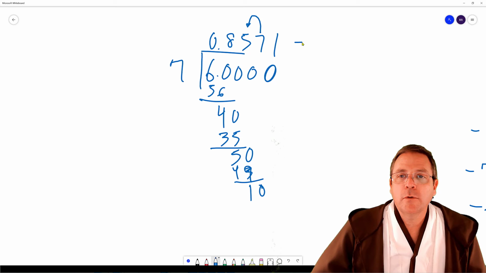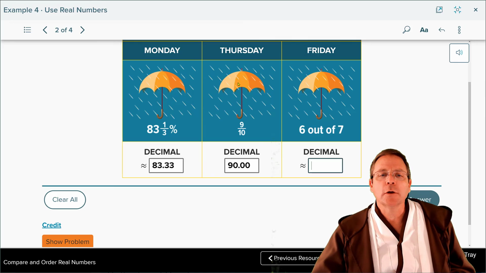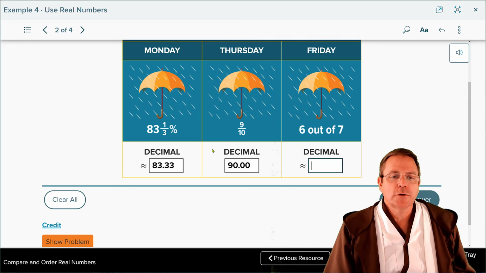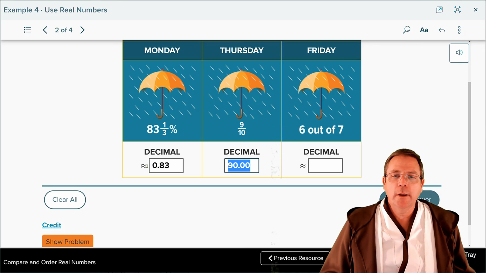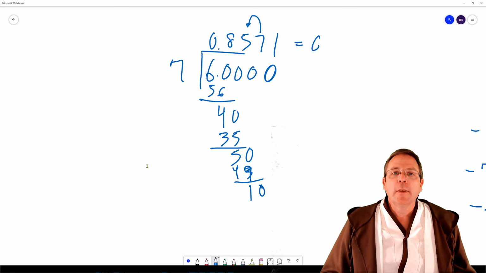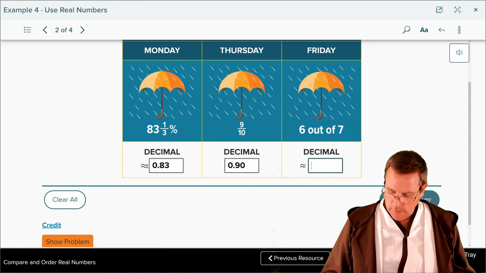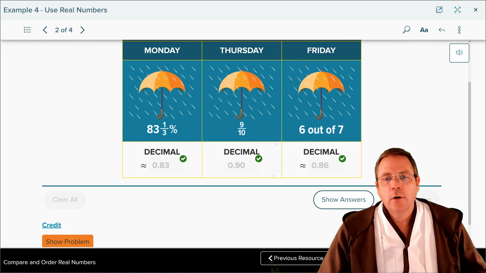Rounding that means to the nearest hundredth is going to be, oh wait, no. Let me go back and look at my instructions here. They want the decimal version. Oh, so I need to change that to 0.83. I need to change that one to 0.90. I was doing them as a percent, and that one to the decimal is going to be 0.86. Check our answers. All those check.